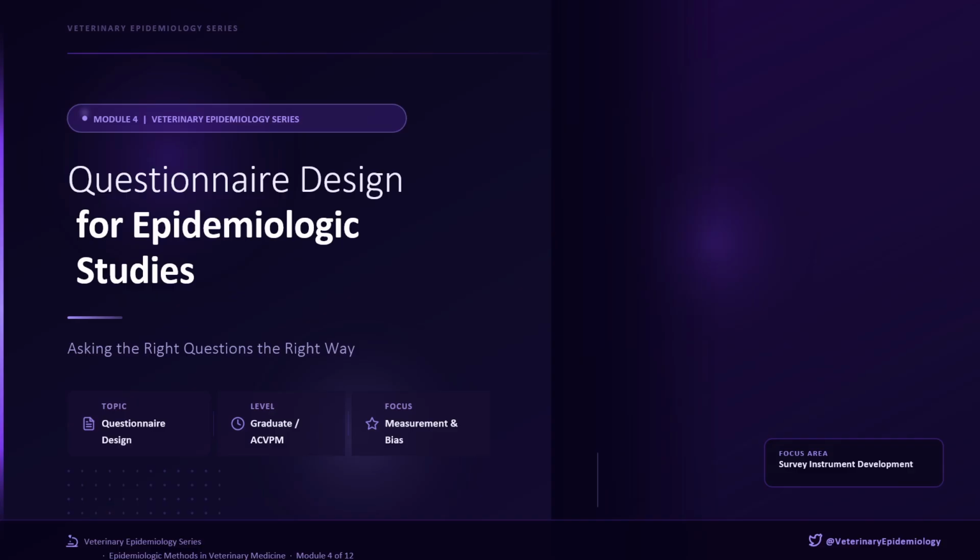Here's something I want you to think about from the very start. Your data is only as good as the instrument you use to collect it. We can have the most elegant study design in the world, a beautifully powered, perfectly randomized cohort study, but if the questionnaire we use to measure exposure or outcome is flawed, the entire analysis is built on a shaky foundation. Garbage in, garbage out, as they say.